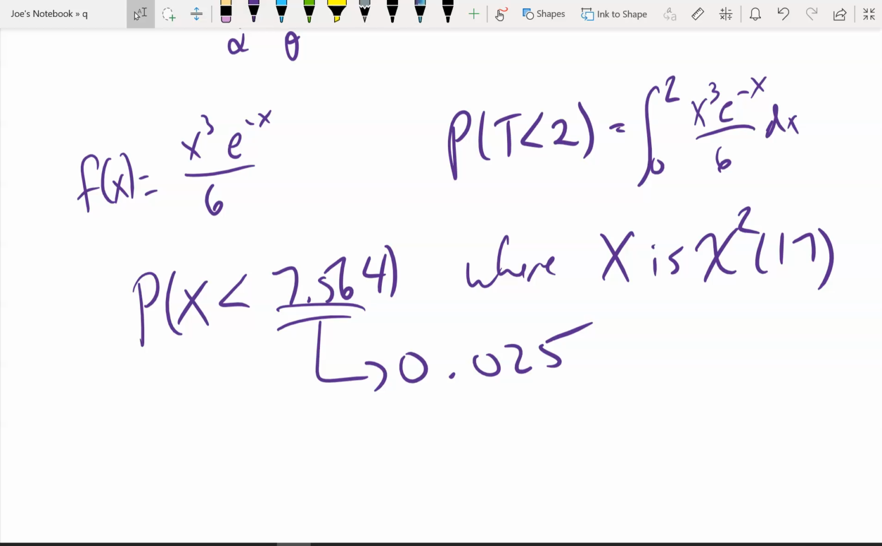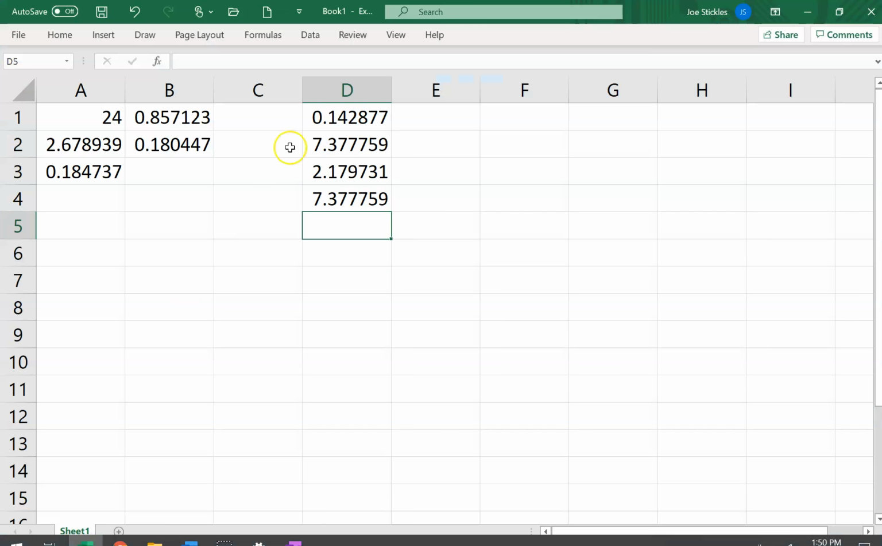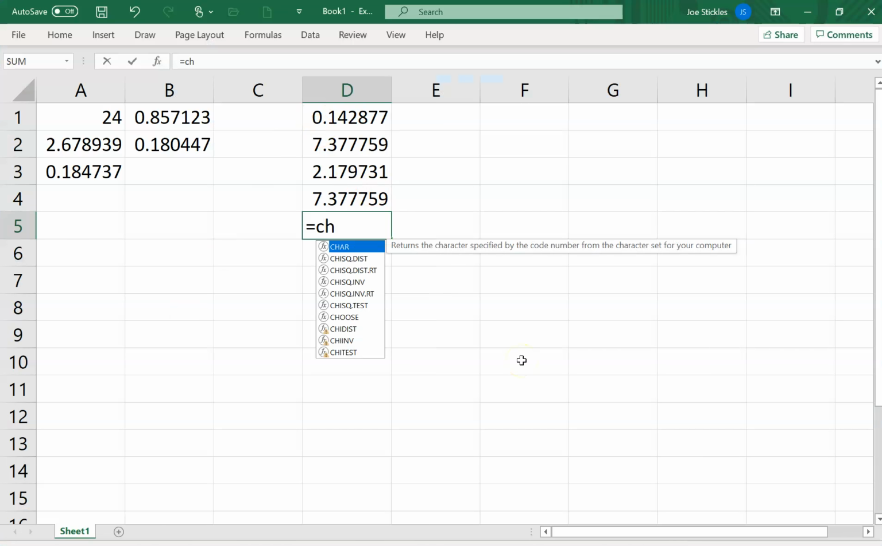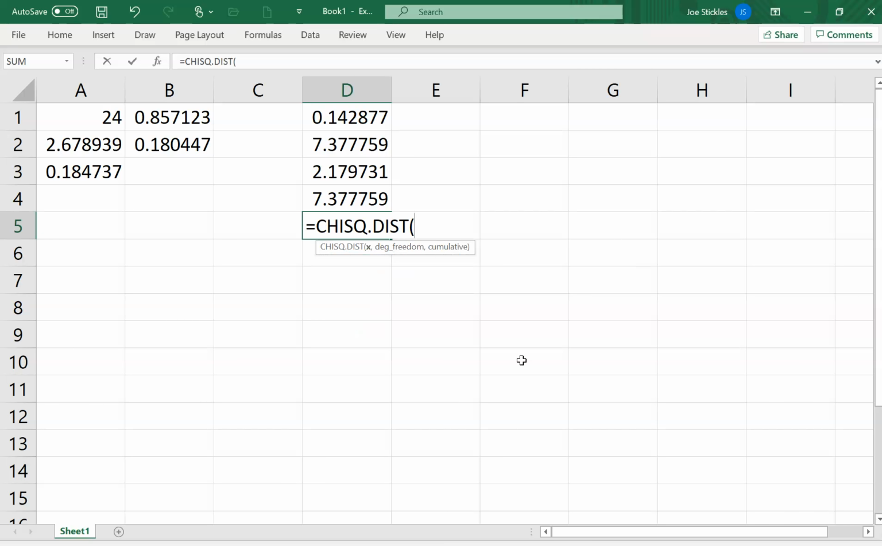Just to show you really quickly how we could do this in Excel. Are you allowed to use that book? Oh yeah, I would give you the table, absolutely. It's the table in the back of the book. It's on page 583 of your book.